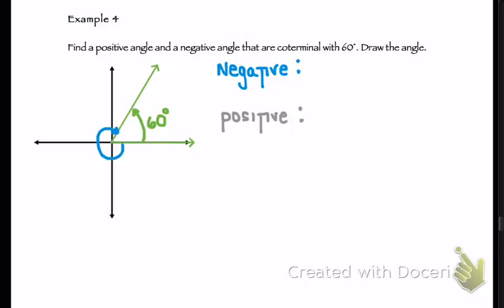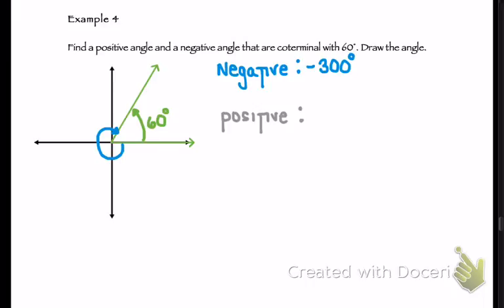Well, I'm going to start with the negative. I know the negative starts at that initial side and ends at the terminal side. I know I have to go clockwise. I think that one's pretty easy. Negative 300 degrees will be your negative.